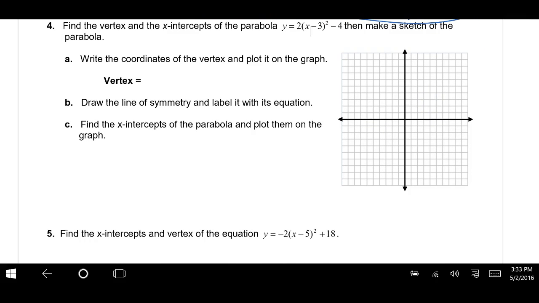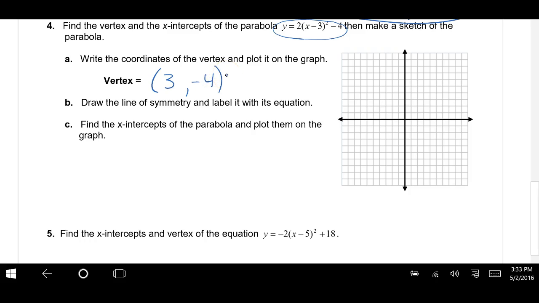So now we've got to find the vertex and the x-intercepts of the parabola of this equation: y equals 2(x minus 3) squared minus 4. Okay, well, let's first find the vertex. Remember, the vertex x value comes from the number inside the parentheses, and x is a liar, so that's negative 3, then that's positive 3. And then the outside stays the same, the outside number, negative 4.